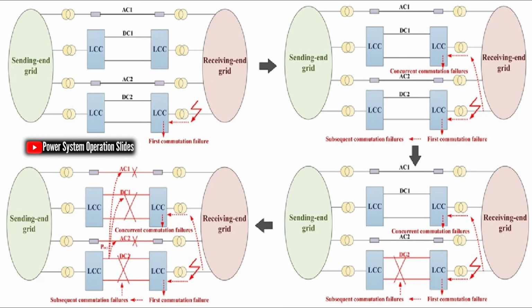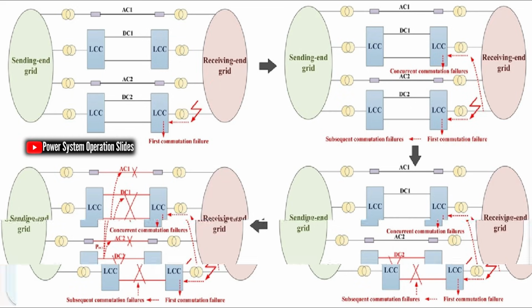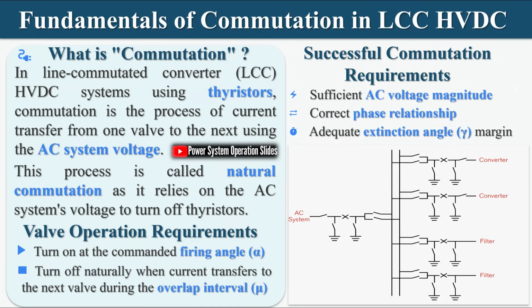This phenomenon is particularly critical for system operators working with HVDC interconnections, as it can lead to power transfer interruptions, equipment stress, and in severe cases, cascading failures. Understanding the fundamentals of commutation, the causes and impacts of CF, and implementing appropriate mitigation strategies is essential for ensuring reliable operation of HVDC facilities.